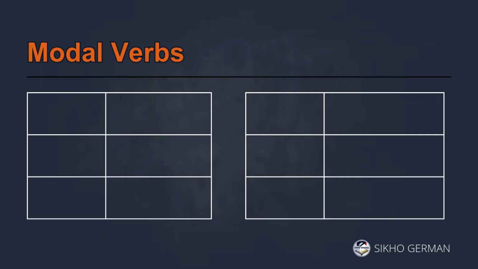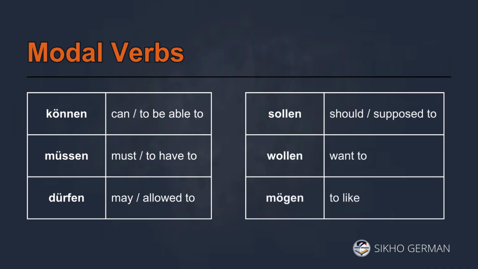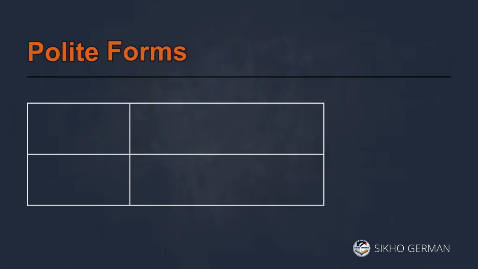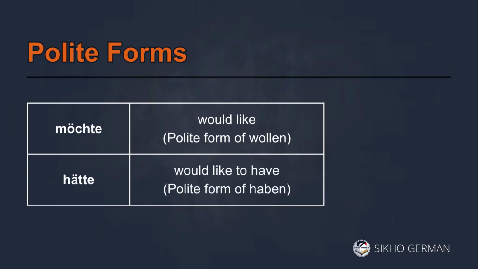Now we will learn the 6 main modal verbs: können, can or to be able to, müssen, must or have to, dürfen, may or allowed to, sollen, should, supposed to, wollen, want to, and mögen, to like. 2 very useful polite forms, möchte, meaning would like, and hätte, meaning would like to have. These are especially important in polite German, for example, in restaurants, shops, or formal conversations.